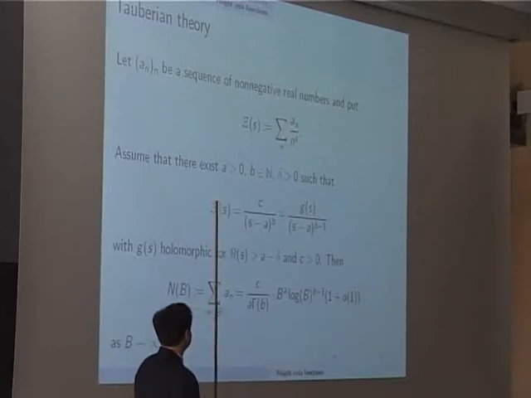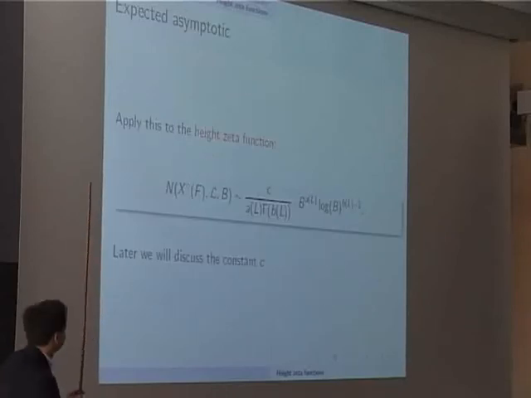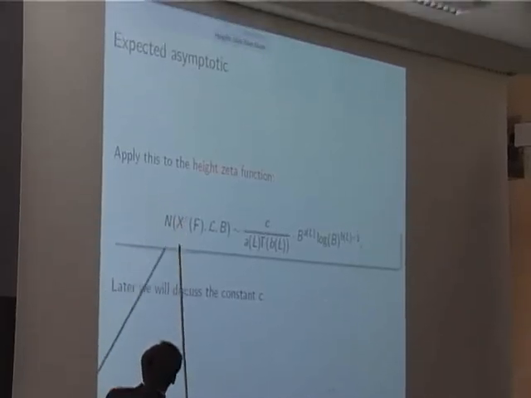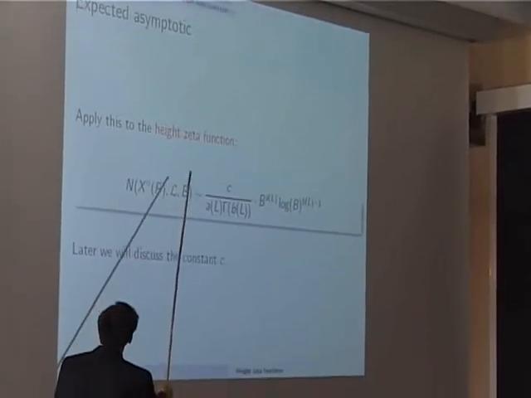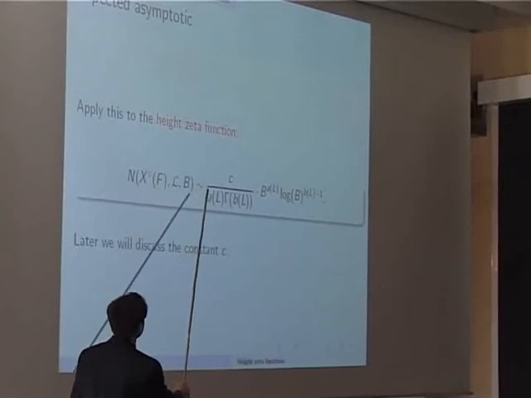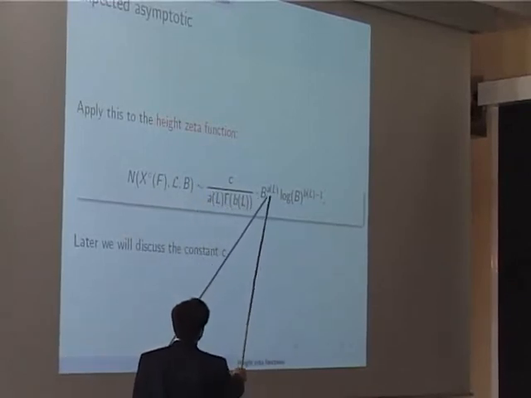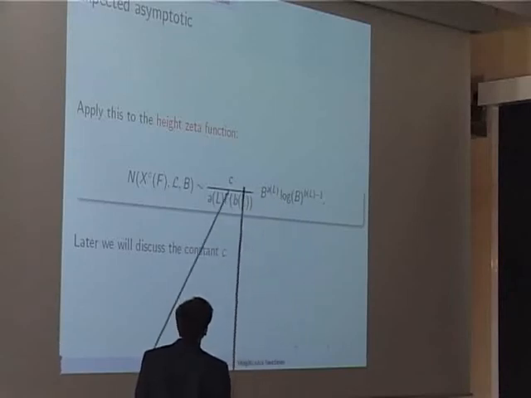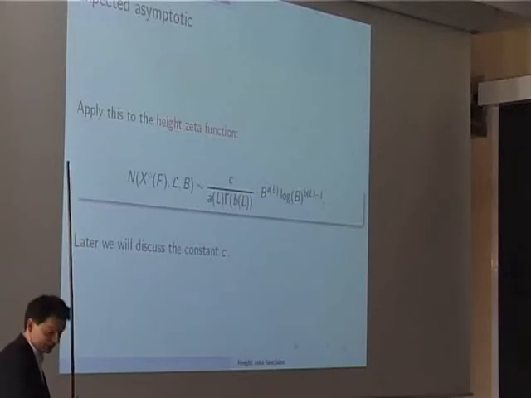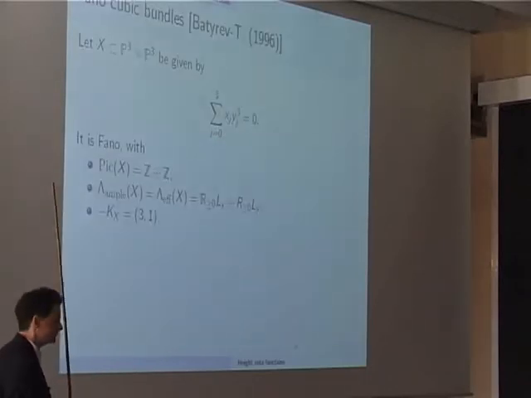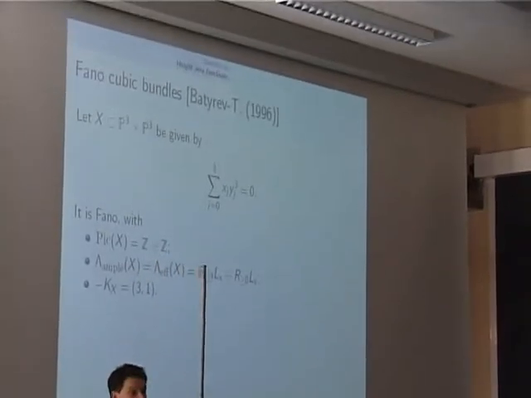And in particular, I write it down again, the asymptotic for the counting function, a consequence of what we've discussed, is that the asymptotic should be B to the a(L) log B to the b(L) minus 1, and then some constant, which we will discuss later on in bigger detail. All right, so there was this conjecture.